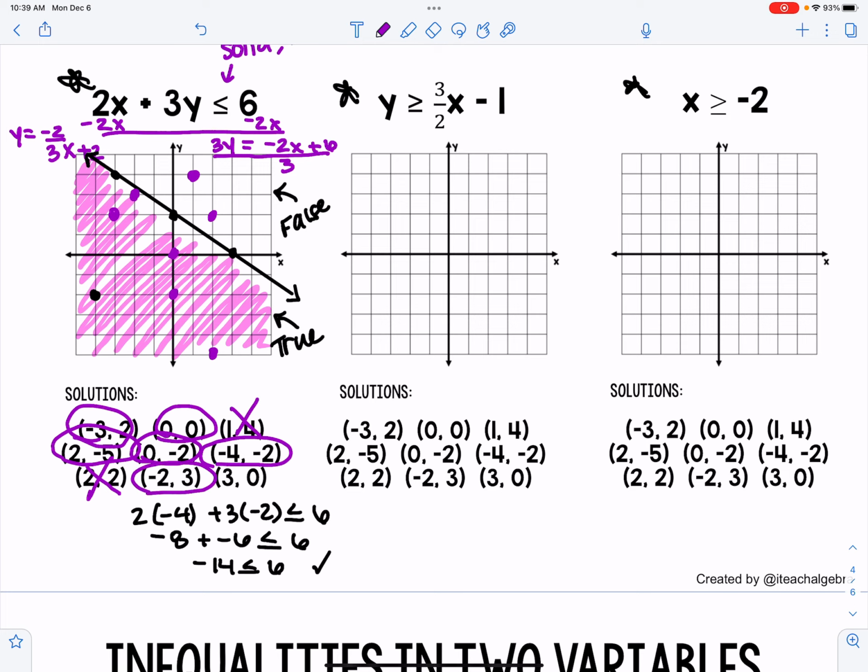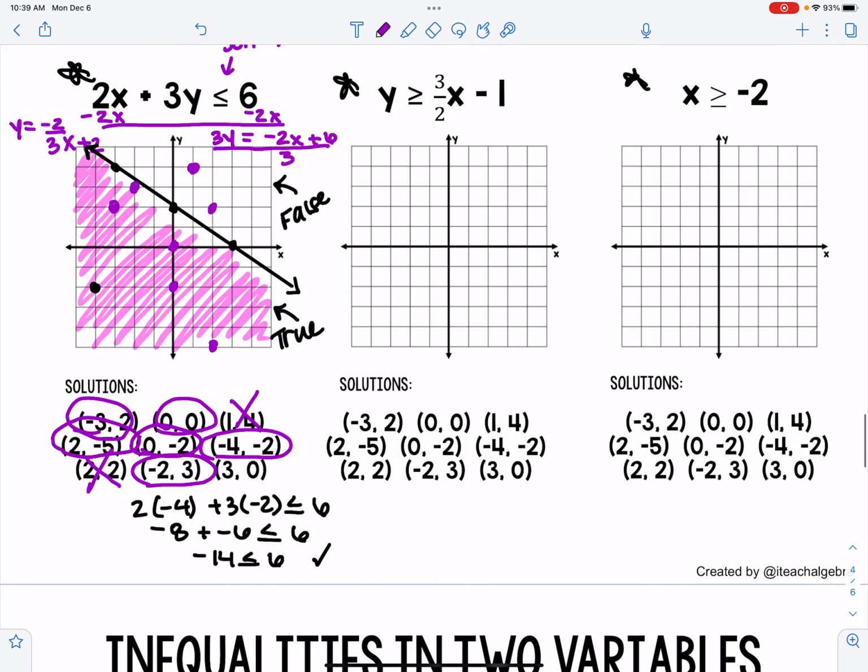And then finally we have 3, 0, which is actually right here. It is right on that line, but since we have a solid line, it is part of our solution. So we are good there. All right, so we are done with that one.